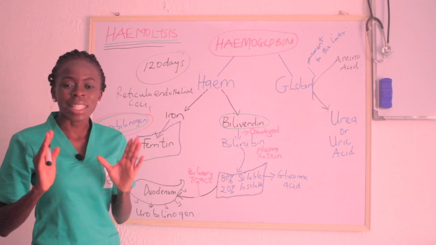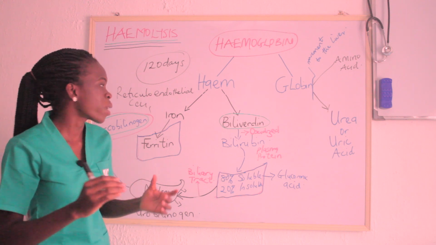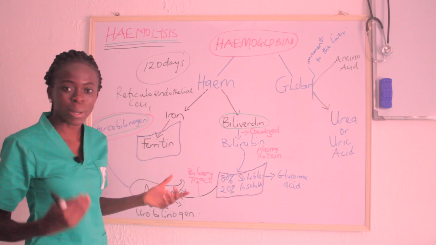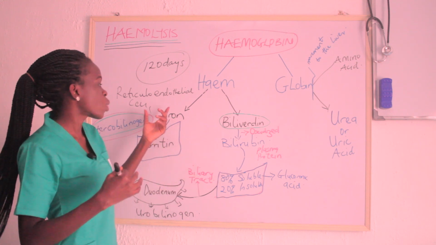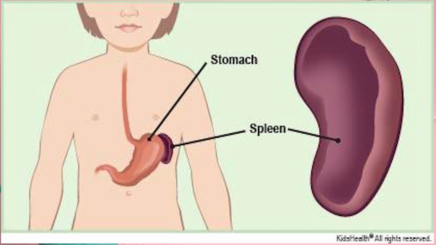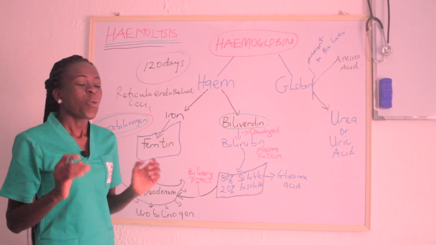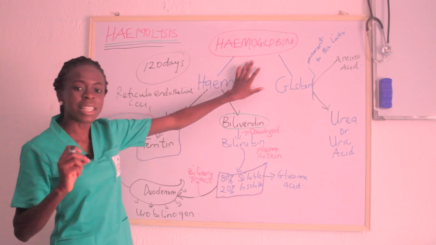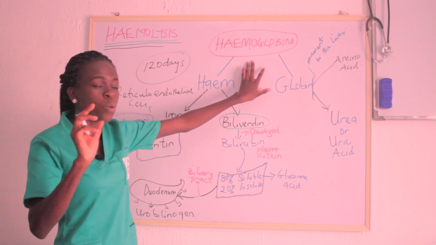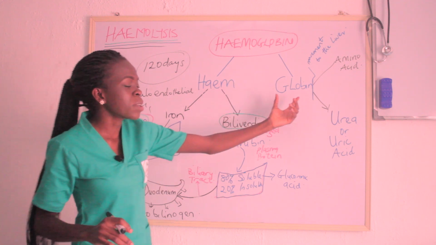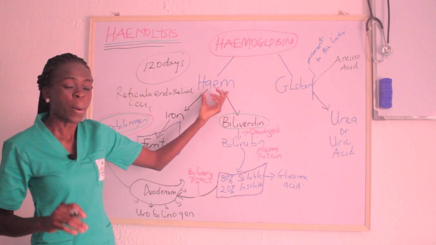After 120 days, they are destroyed in the reticuloendothelial cells of the spleen. What happens is that hemoglobin, which is the most important pigment in the red blood cell, breaks down into two parts: the globin part and the heme part.